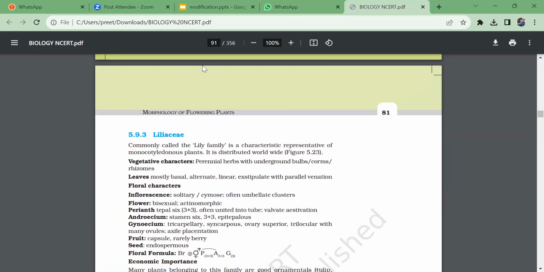Next is about Liliaceae. Next is Liliaceae.